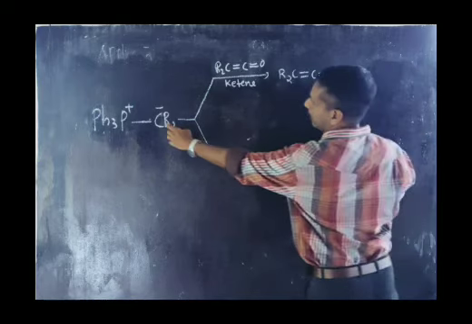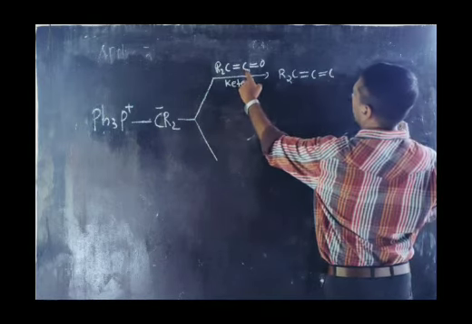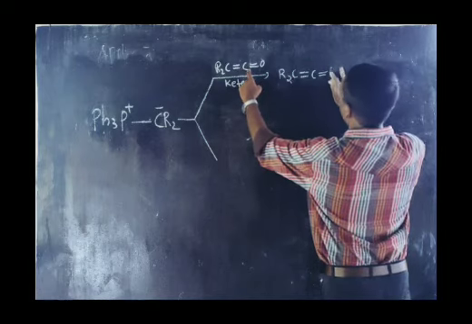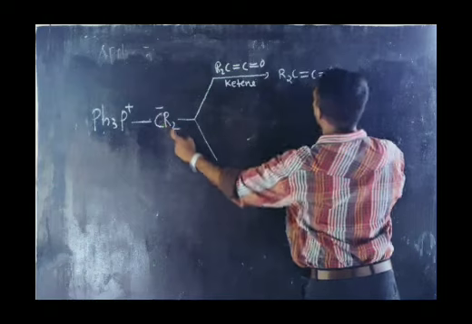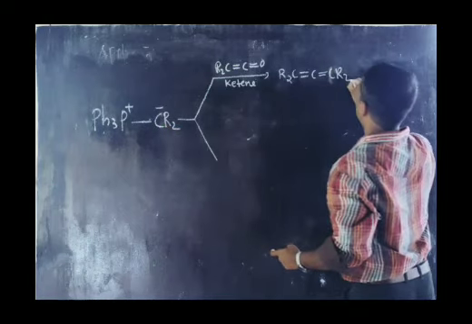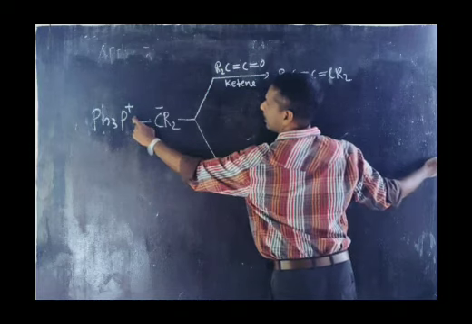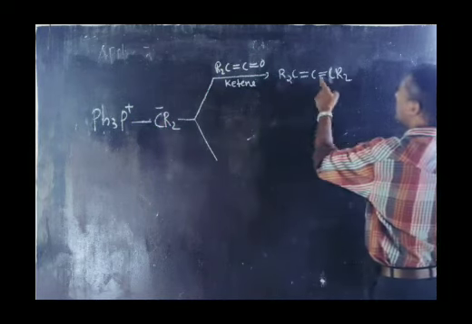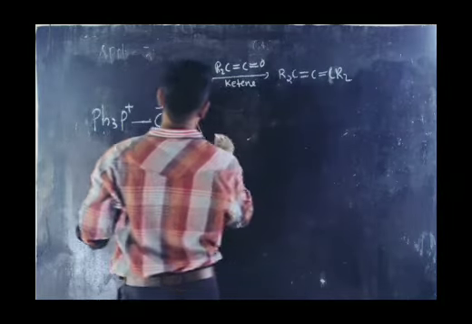Instead of the double bond O, what will we get? We will get a double bond CR2, because here it is Ph3P=CR2. Here it will come as R2C=C=CR2 when it is treated with ketene.